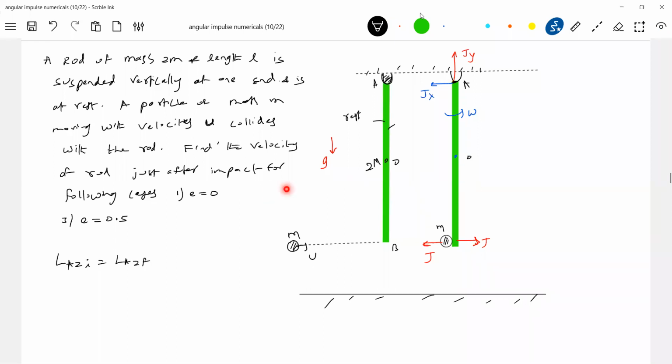This is the first case we are discussing, let me do it like this. I think I'll write it here only. So what is the equation? L_AZ initial equals L_AZ final. Initial angular momentum about point A is due to only the particle, m u L.